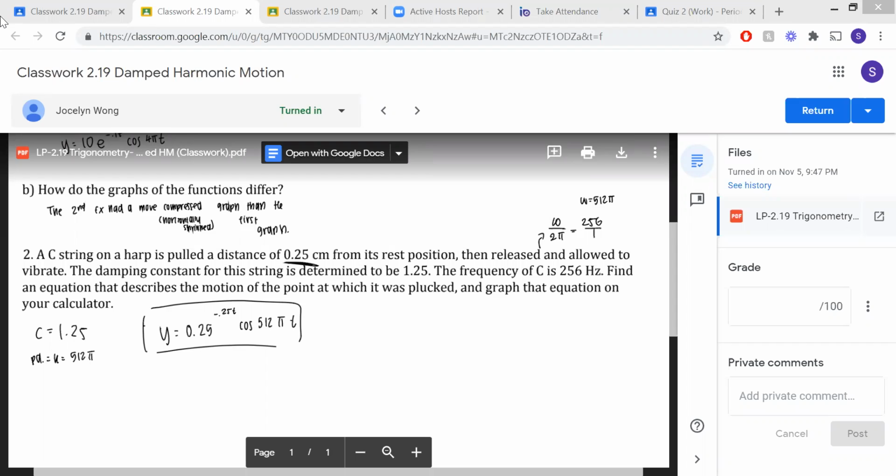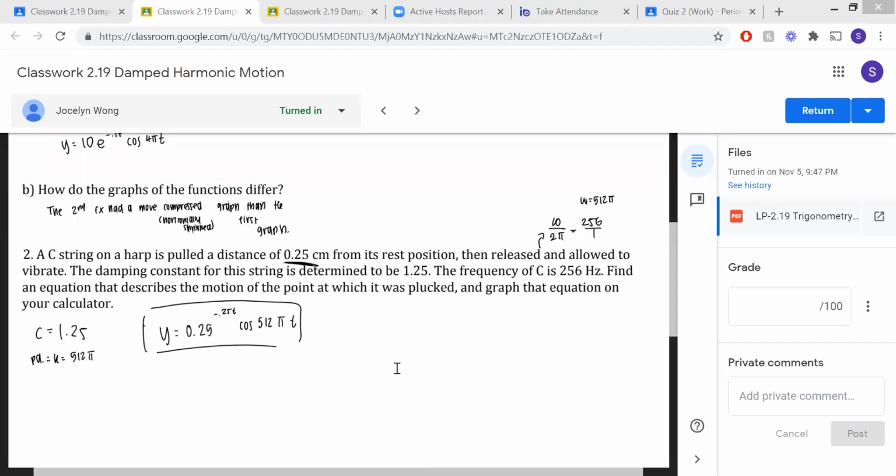Wait, is it cosine? Well, I'll ask you guys. What do you guys think? Is it cosine or sine? Cosine, because the problem says that the string is pulled a distance of 0.25 centimeters from its rest position, and you know that's the amplitude, right? So that means the graph has to start at its maximum or minimum, which means it has to be cosine, because the cosine graph starts at its maximum or minimum.